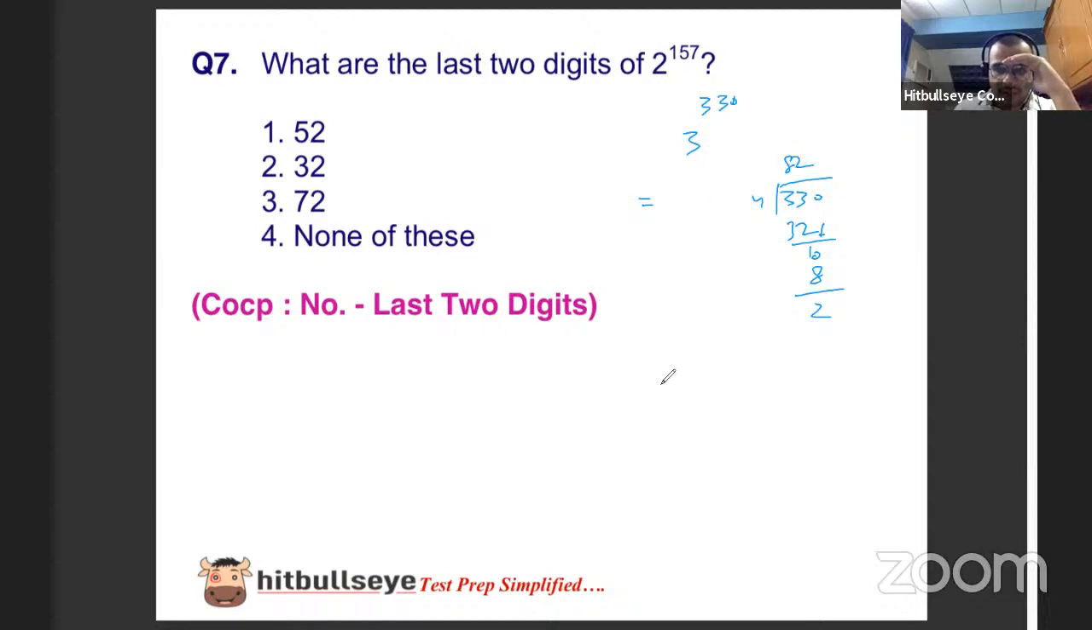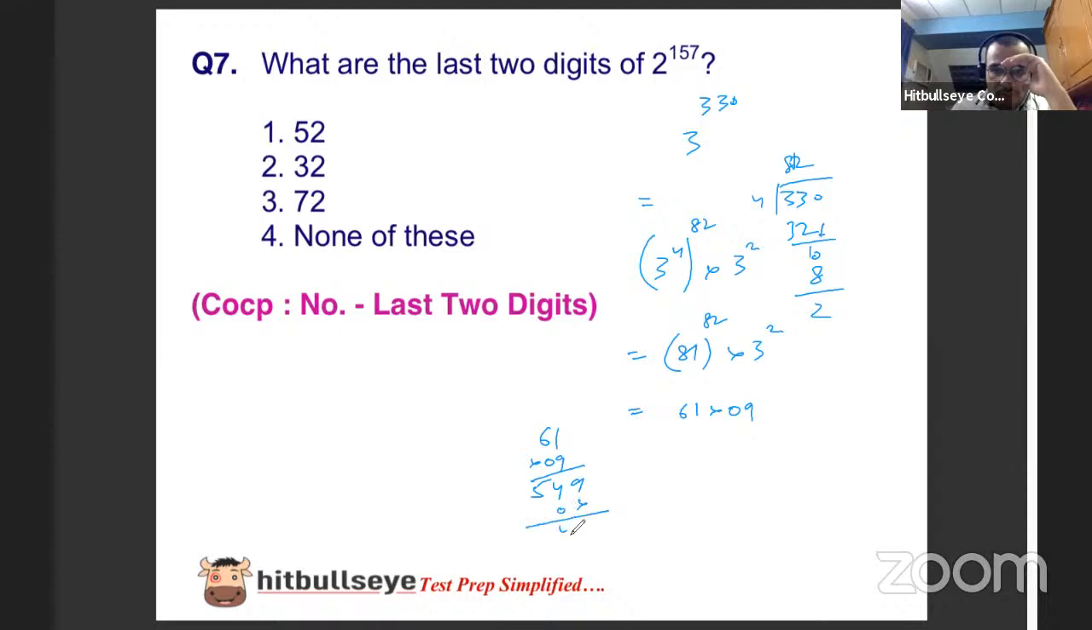Okay, can I say 3 raised to power 4 raised to the power 82 into 3 raised to power 2? This is 81 raised to the power 82 into 3 raised to the power 2. And here I can say the last digits will be 1 and 9, 1 into 9, 9, 49 is the answer. Please confirm, Ruby.